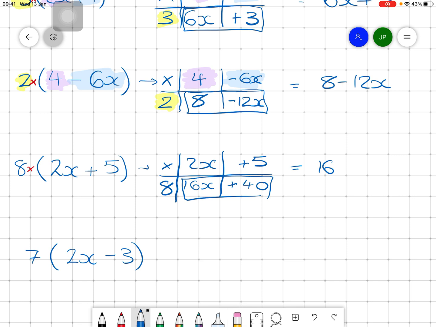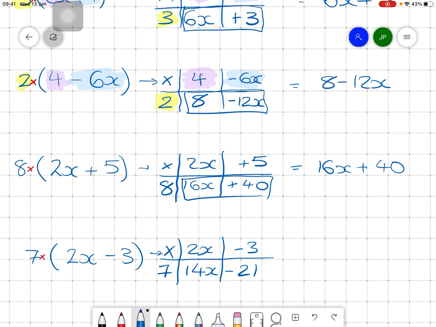So I will have 16x plus 40. Second one, exactly the same. We've just got a negative in there we need to be careful with. So we come to our grid. We're going to multiply. Our 7 comes in first. Our 2x and our negative 3. And we multiply. 7 times 2x gives me 14x. 7 times negative 3 gives me negative 21. Our answer comes from what we've just worked out.